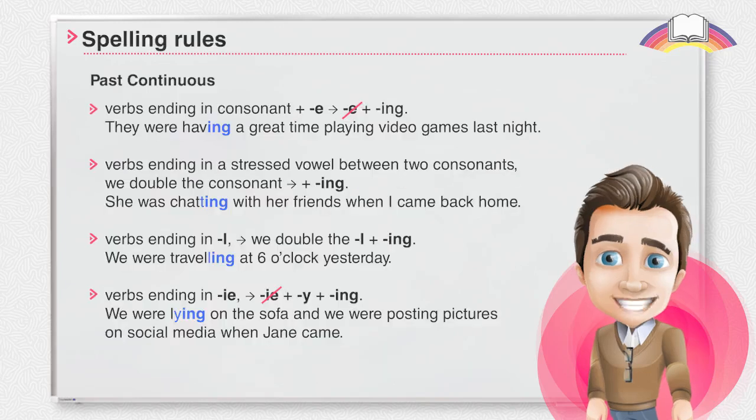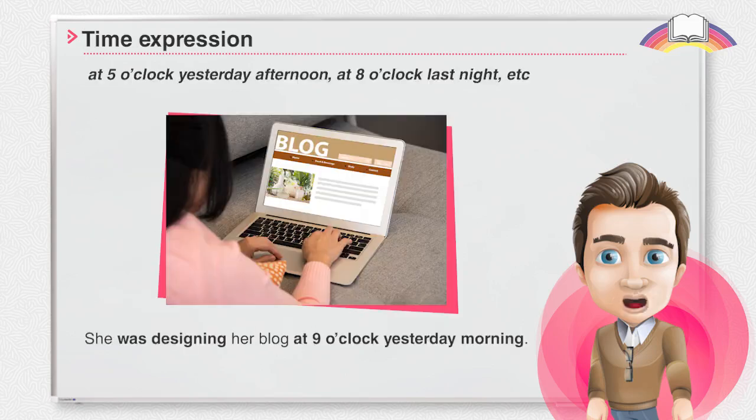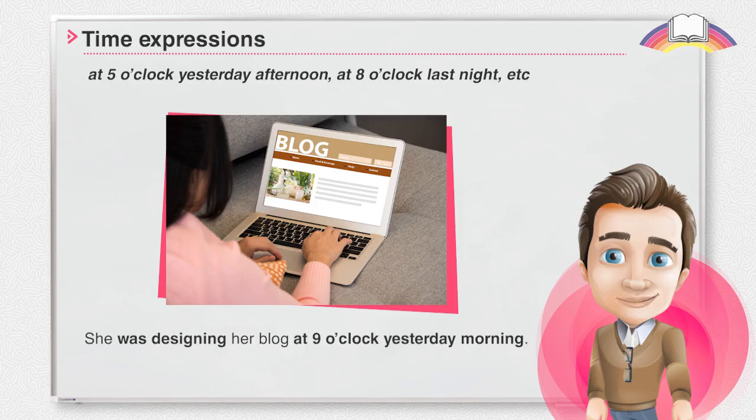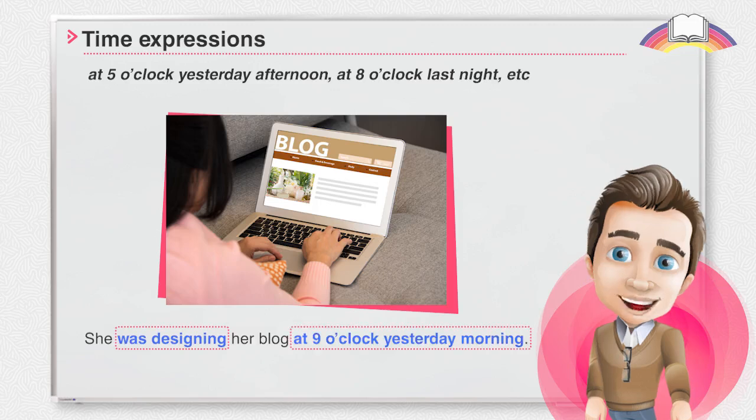Let's remember the spelling rules for the -ing form. We use time expressions like at 5 o'clock yesterday afternoon, at 8 o'clock last night, etc. with the past continuous. She was designing her blog at 9 o'clock yesterday morning.